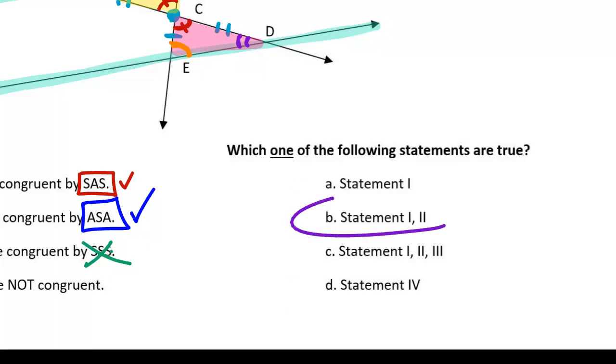B. Statements 1 and 2 are both true. Statements 3 and 4 are not true. So anything there that says 3 or 4 or does not contain both 1 and 2 would not be fully correct statements.